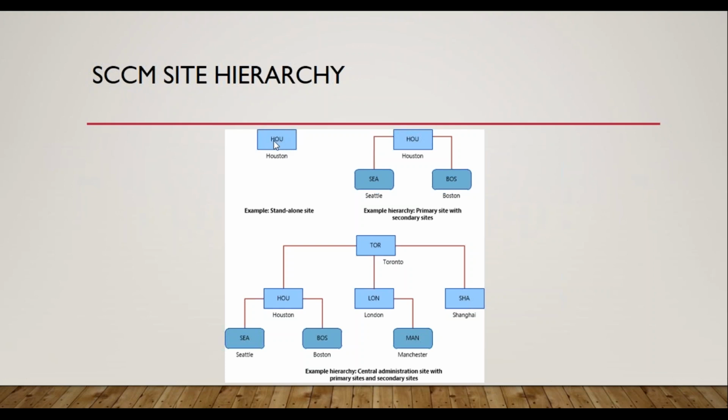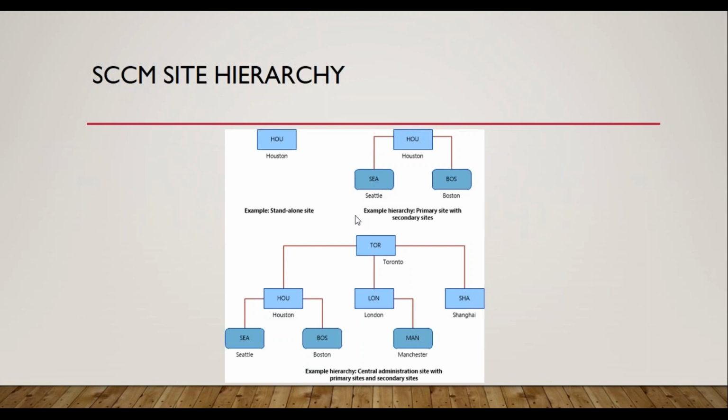But if you have branch offices in Seattle and Boston as well, you'll have a primary site in Houston and then check how many clients you have in Seattle. Suppose the number of clients in Seattle is more than 500 but less than 5,000. Then go ahead and create a secondary site there. No need for a primary site. And if it is even less than 500, I don't think even a secondary site is required. You can just have a distribution point there.